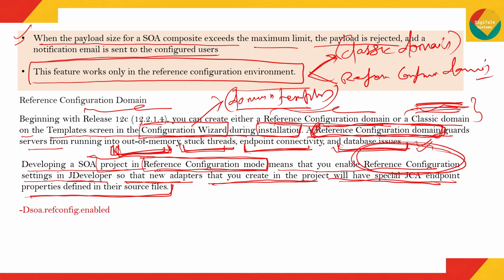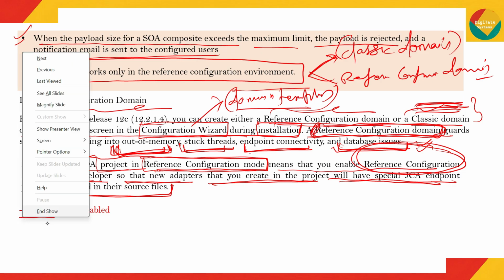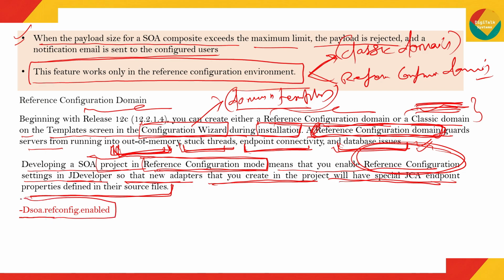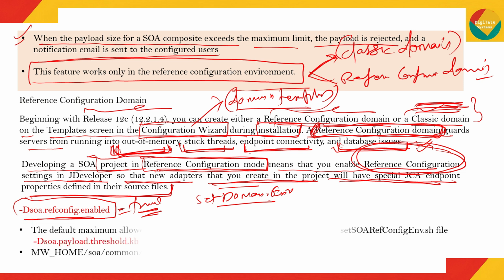Now, how do you enable that, or how is it automatically enabled? There is a parameter, -Dsoa.reconfig.enabled. This is equal to true by default in the marketplace, as I said. If this parameter is true, you can check in your setDomainEnv file, which is inside your domain bin. If it is true, that means you are using the reference configuration domain. If it is false, that means you are using the classic domain. So by this parameter, the reference configuration domain is enabled.